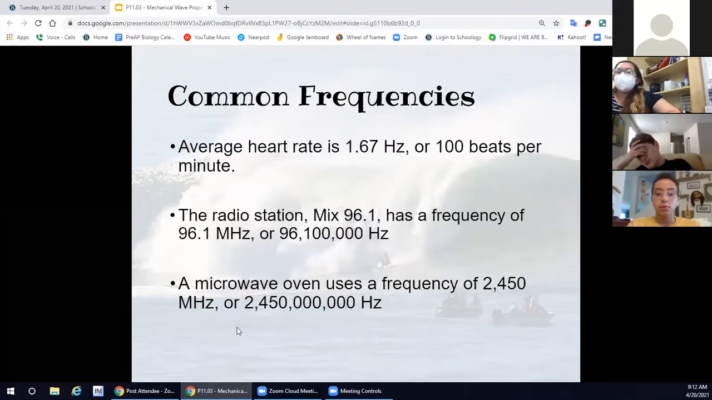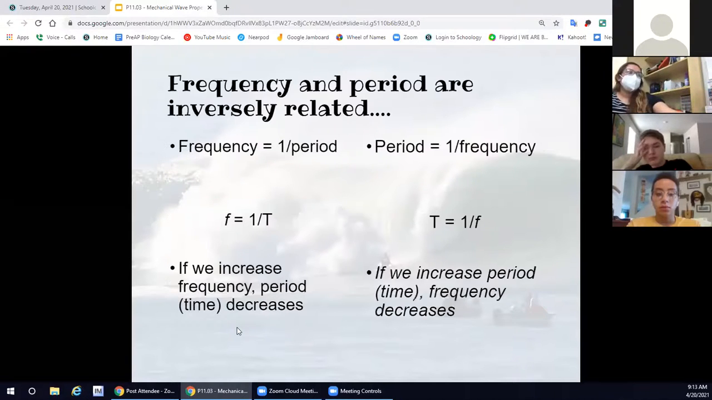The bigger the frequency, the safer it is. Don't worry about it. No, that's a lie. The bigger the frequency, the more dangerous it is. But these are good frequencies. We like these frequencies. These are safe to be around. Safe to be around a microwave. It's safe to be around radio stations. Again, these are just the formulas. They're inversely related. They're flipped from each other.